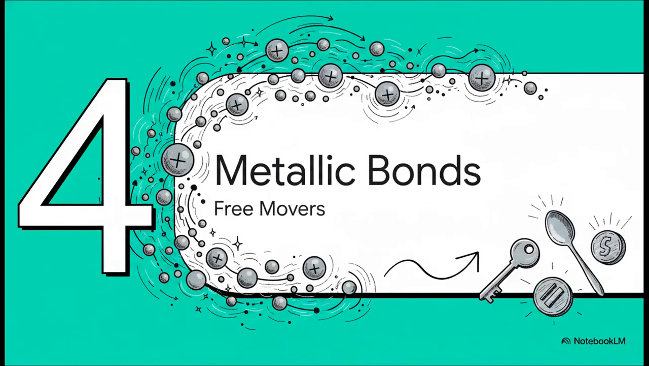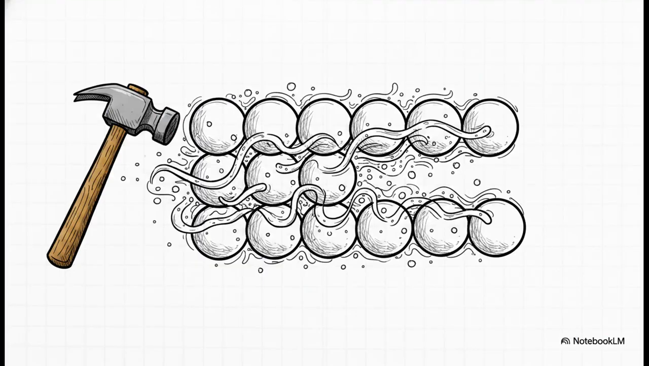Section 4. Metallic bonds. Free movers. Now, let's shift focus to a totally unique communal strategy used by metals like copper, iron, and aluminum. They don't donate, and they don't exactly share in small private little partnerships. Instead, they rely on what we call a sea of electrons.